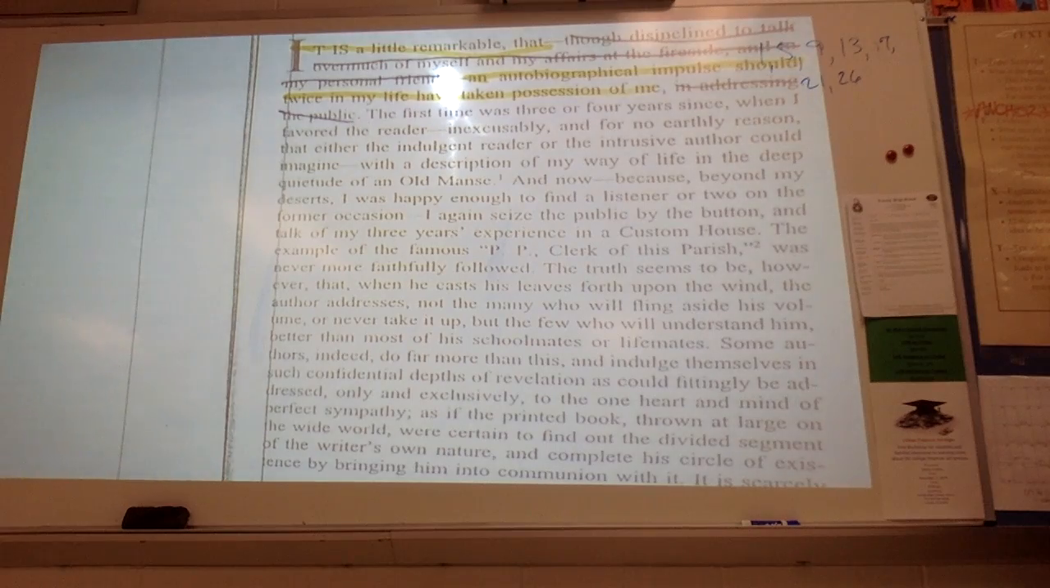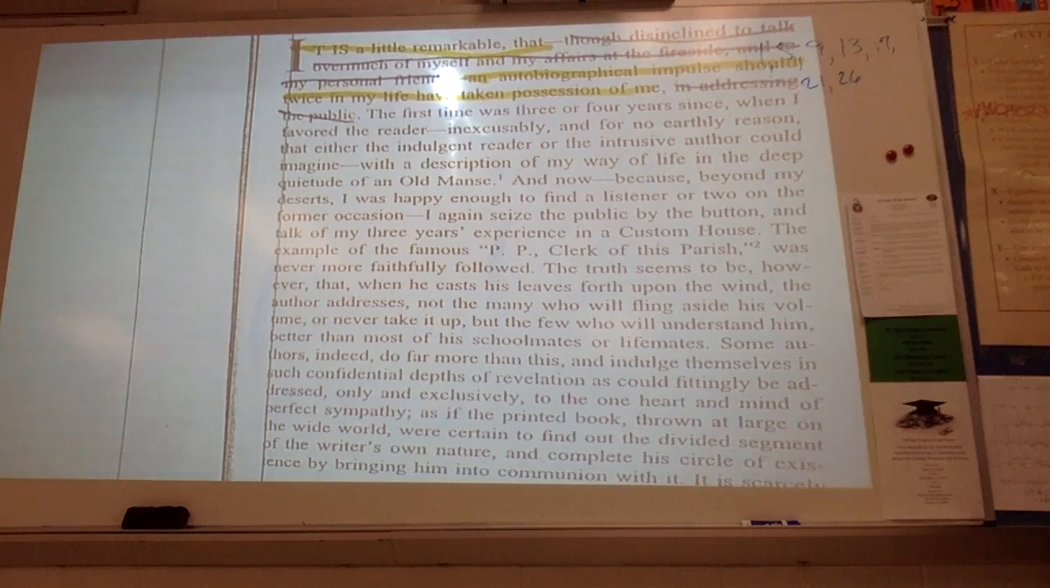So what you're doing is you're focusing in on making sure you find the subject and the predicate of the sentence, making sure to understand that not all of this sentence is necessarily important to understand what his main point is.